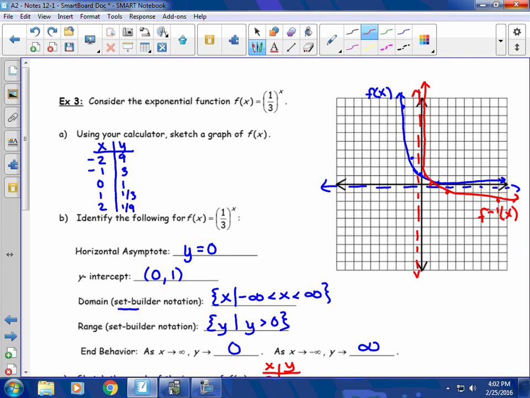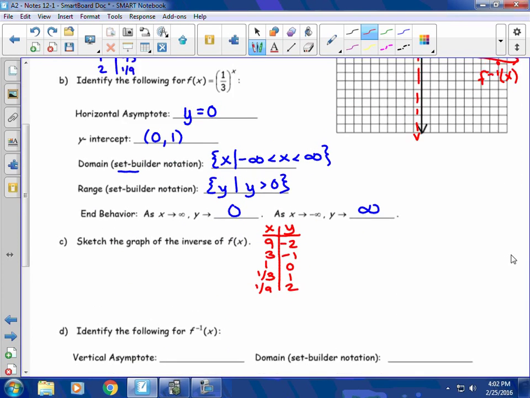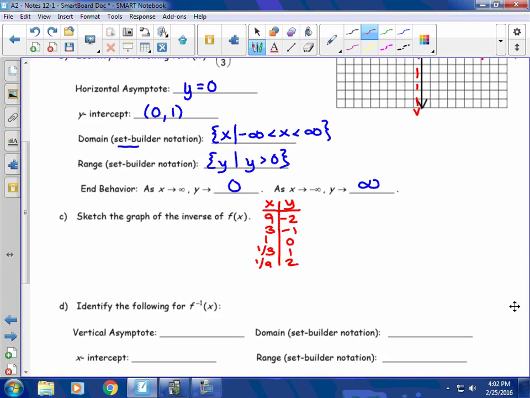All right, let's go down and fill in the information about the red graph, f inverse of x now. Vertical asymptote, we just said that was x equals 0.